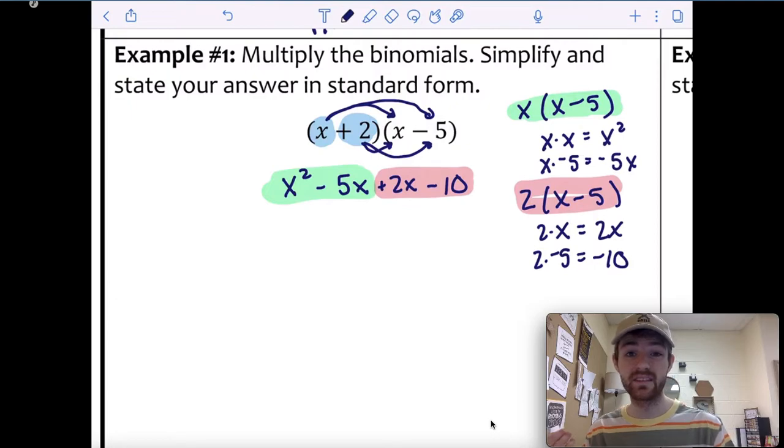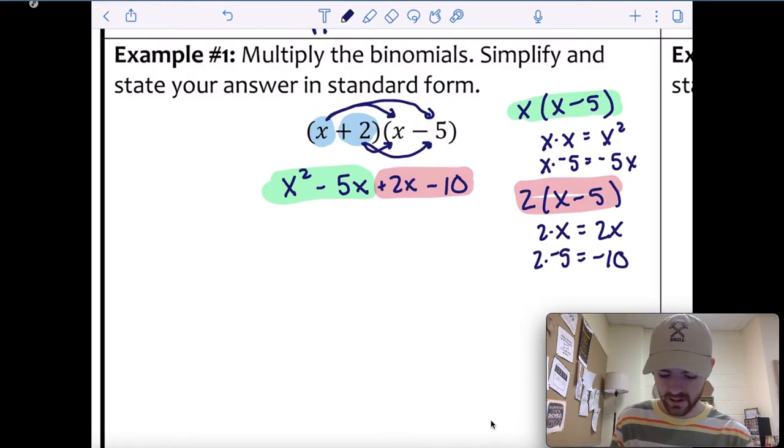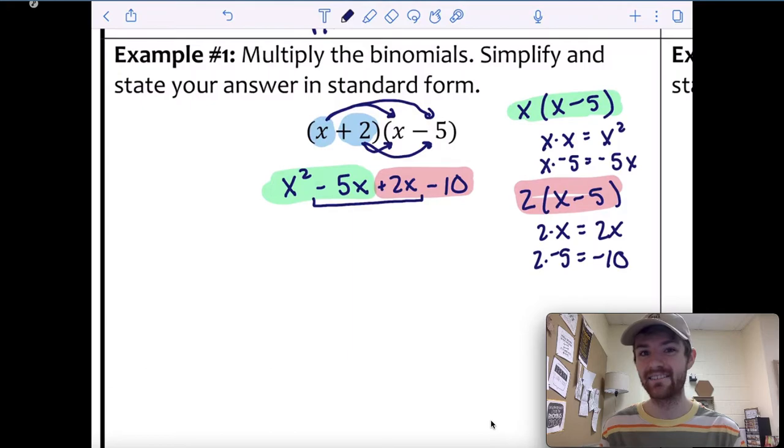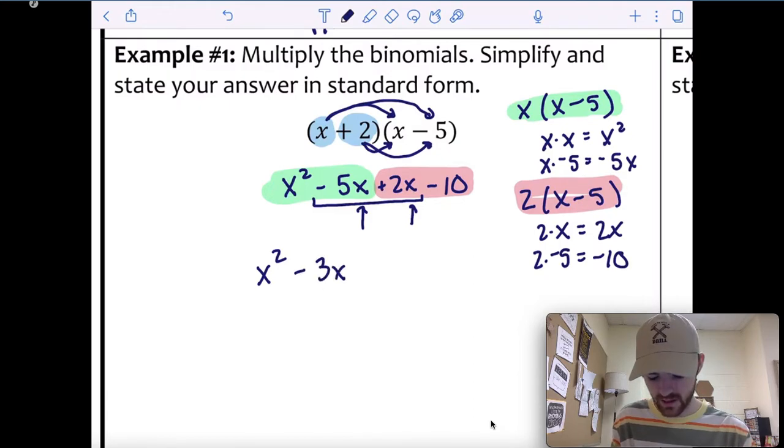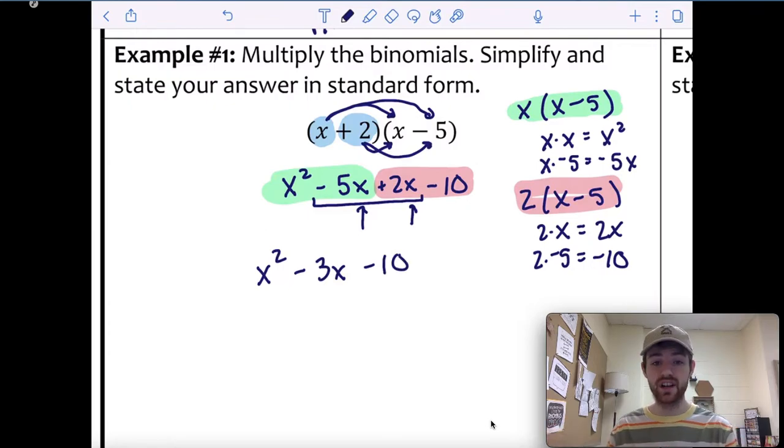The only thing we have left to do is combine like terms. Because that negative 5x and 2x have the same x term, we can combine them. So we'll leave x squared. Negative 5 plus 2 gives us minus 3x. Then we bring down that minus 10, and we're good to go. That's it. This is our answer.